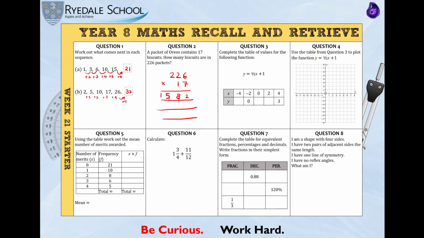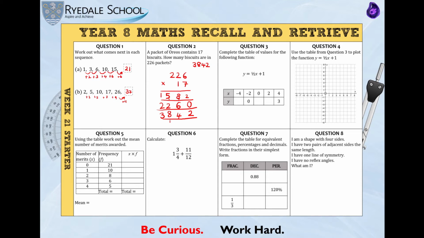Now we're doing 226 times 10. So put the 0 in, and then it's just 226 times 1. Add it all up, we have 2. 8 and 6 is 14. 5 and 2, 7, add the 1 is 8. And 1 and 2 is 3. So the answer is 3,842. Good luck eating all of those.